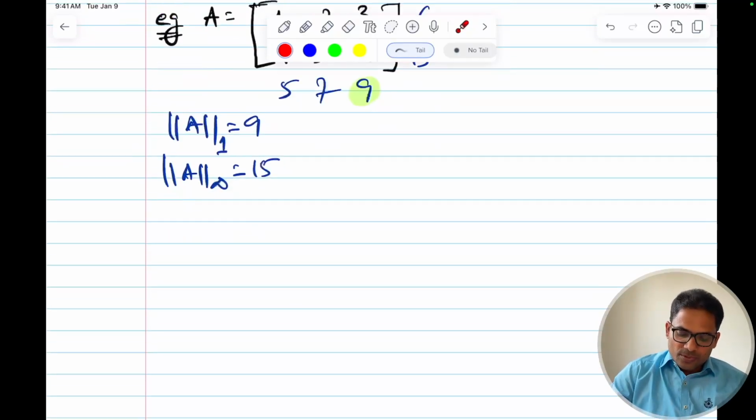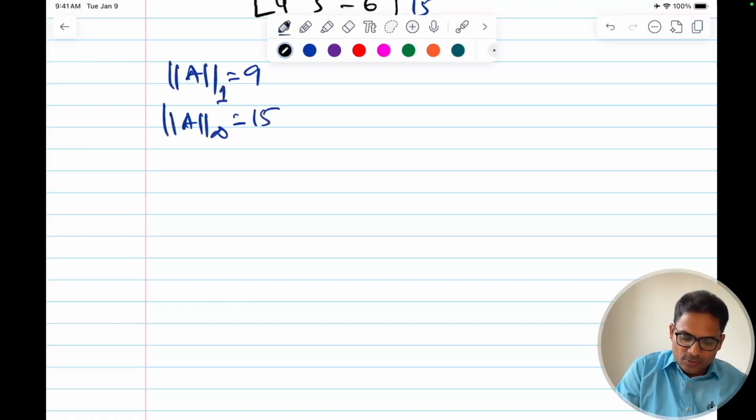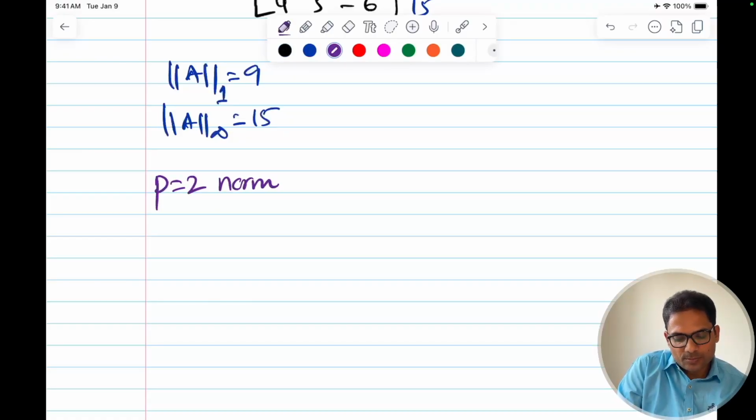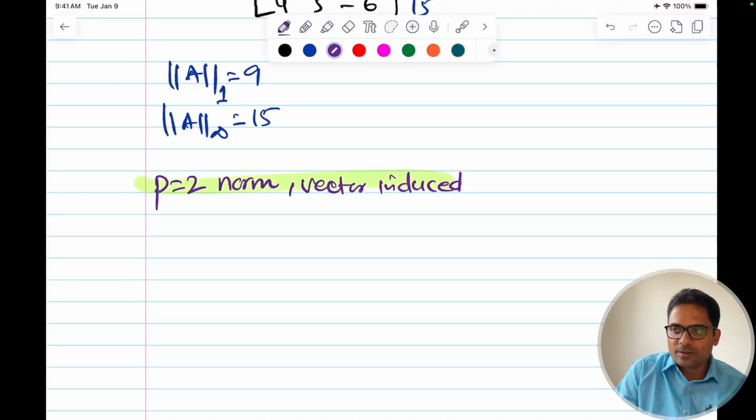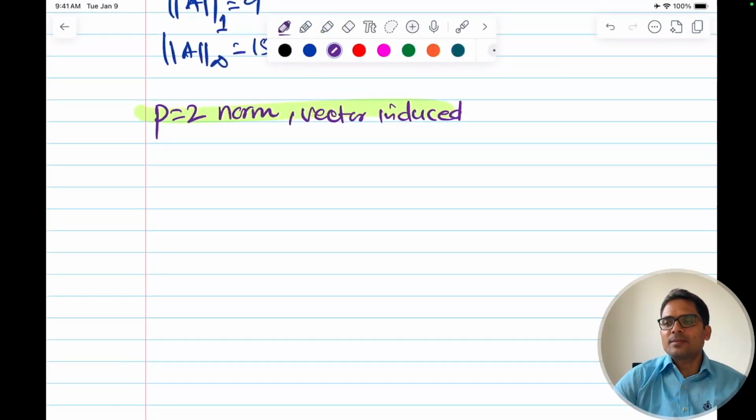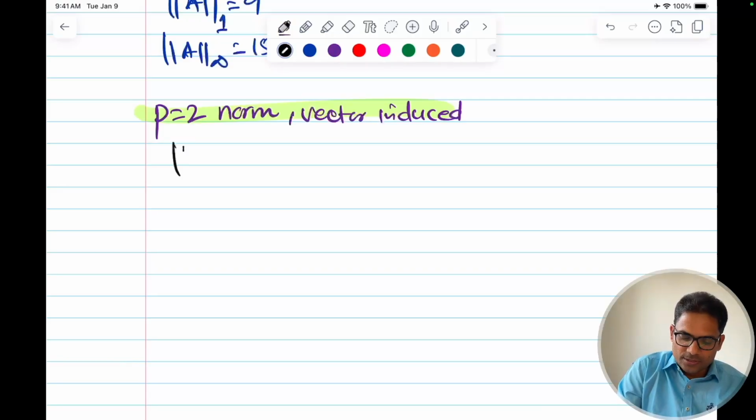So there's one more norm, the common P equal to 2 norm that is used. P equal to 2 norm in this context is the vector induced norm, only for a matrix. This is called the max factor, by which, I'll tell you.